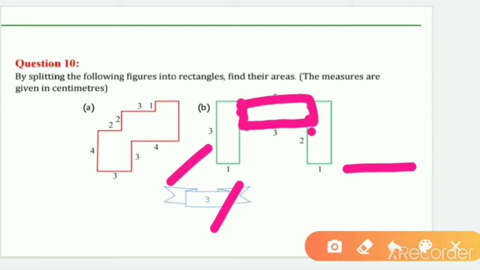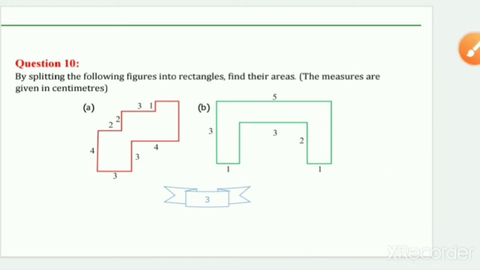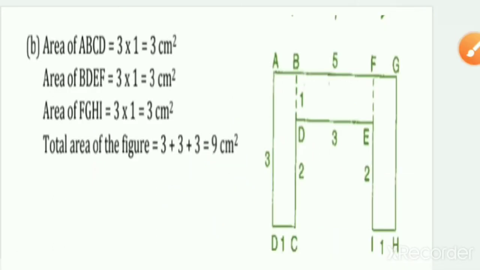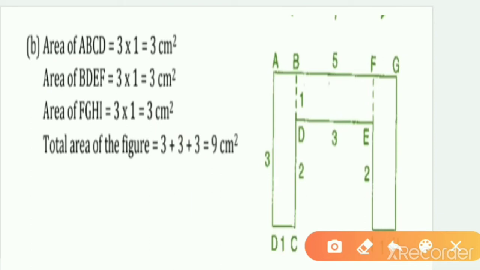Look how, because this complete figure is what? Complete figure is 5, but it will be what? Because half here is 1, and here also 1, so 5 minus 2 will be 3. Okay, so look at this figure. We have area for ABCD.